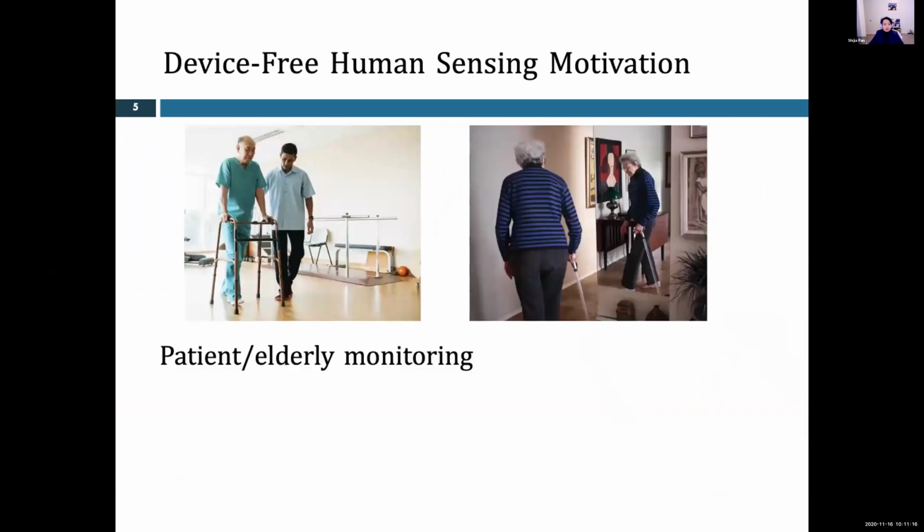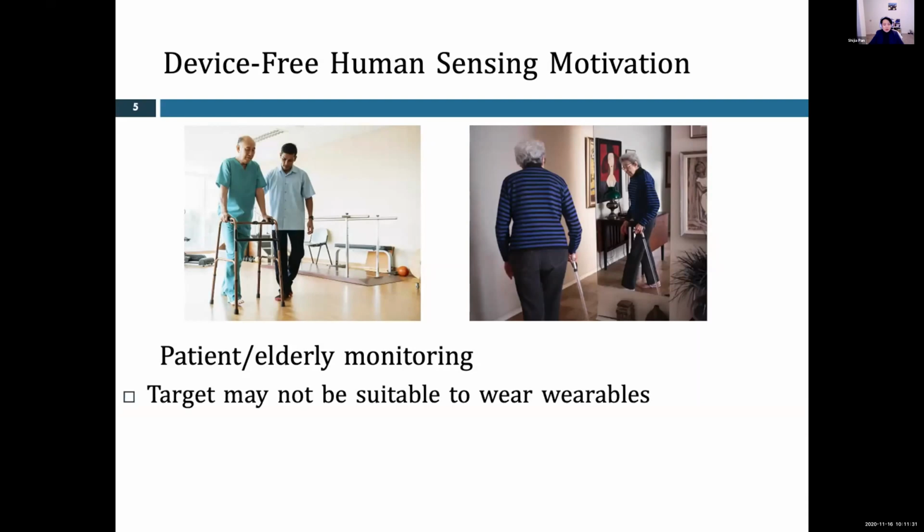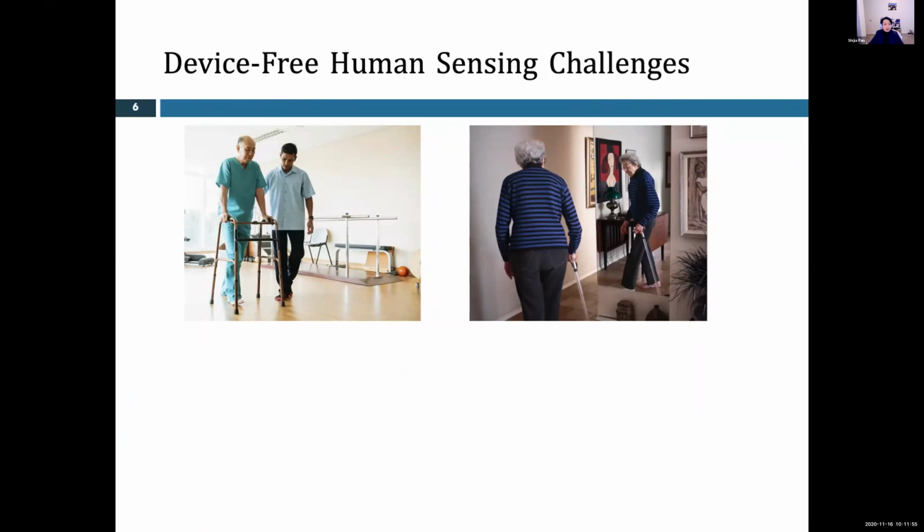So we focus on device-free human sensing for a few specific applications, such as patient or elderly long-term in-home monitoring. This is because not all the targets are able to or will remember to wear or carry their smart devices all the time. Furthermore, especially for long-term continuous monitoring, the device-free method would have its unique advantages. Despite the fact that it sounds really great for the target application, we still face a lot of challenges.